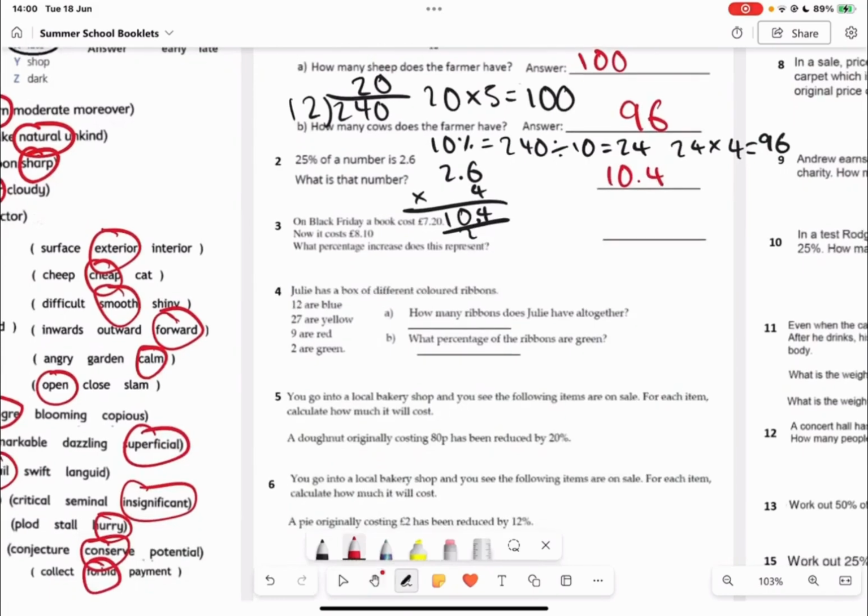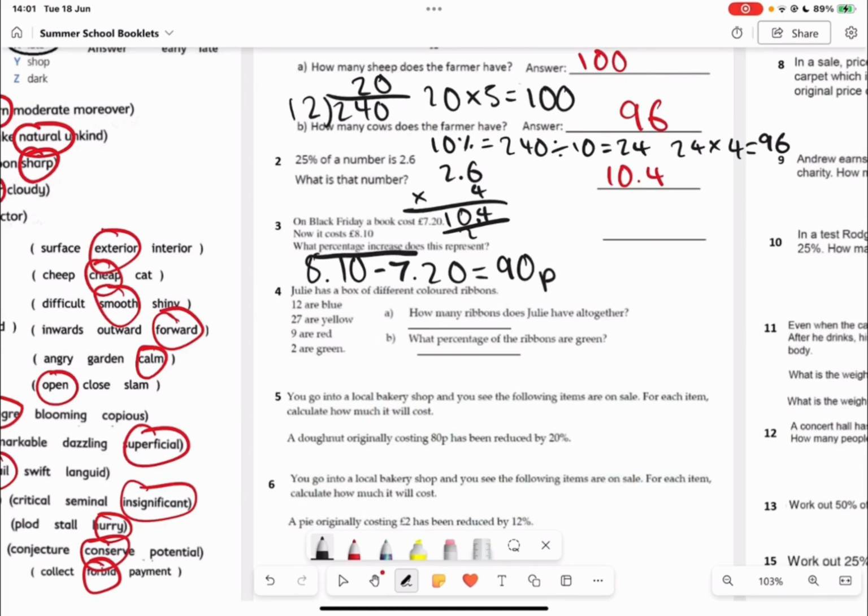Then we do question 3. On a Black Friday, a book costs £7.20 and now it costs £8.10. What percentage increase does this represent? So how you do this is you look at the difference. First we're going to look at the difference between £8.10 and £7.20. So £8.10 minus £7.20 will equal 90p. And now we're looking at percentage increase.